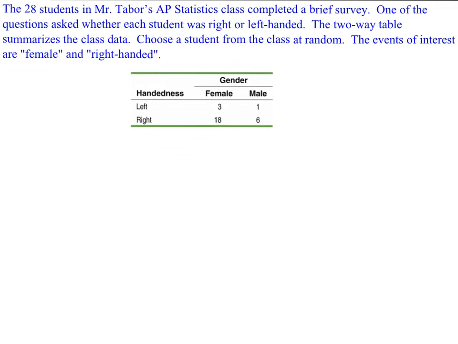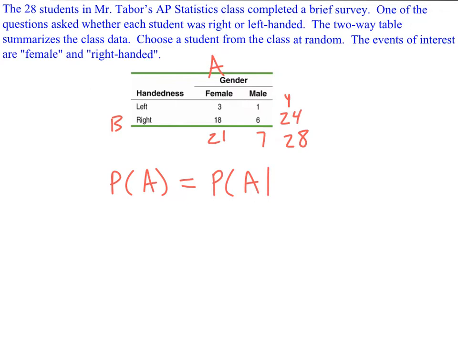The events of interest are female and right-handed. Again, we've got our two-way table here. We're going to say female is A, right-handed is B. 21, 7, 4, 24. This is out of a class of 28. Okay? Let's calculate the probability we select a female student, and then the probability we select a female student under the condition that we know it's a right-handed student.